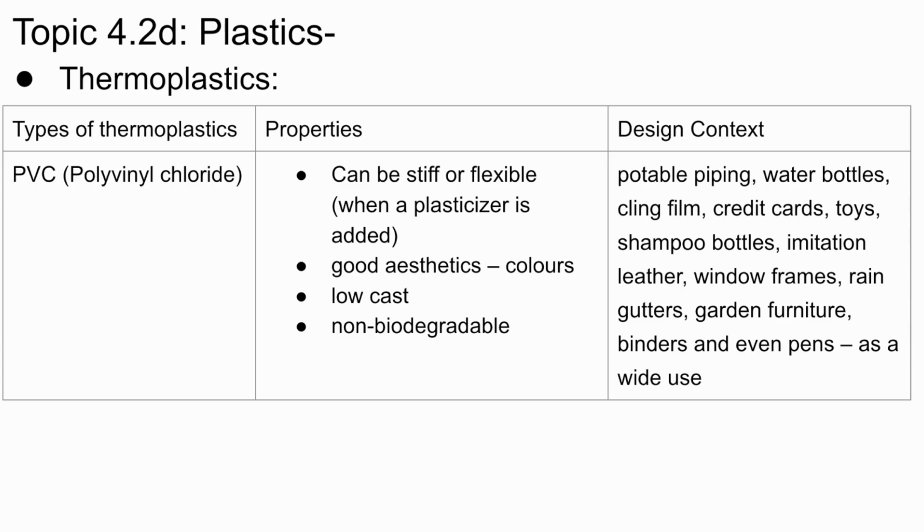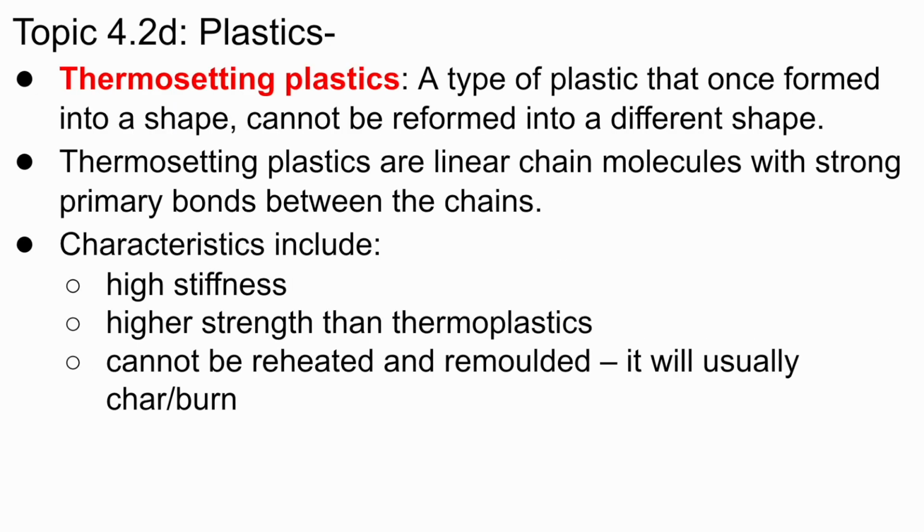Let's talk about thermosetting plastics. So this is a type of plastic that forms into a shape and cannot be reformed into a different shape. Thermosetting plastics are linear chain molecules with strong primary bonds between the chains. They have high stiffness, high strength as compared to thermoplastics, and cannot be reheated and remolded. It will usually char or burn.